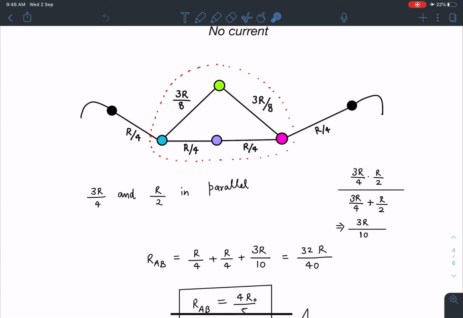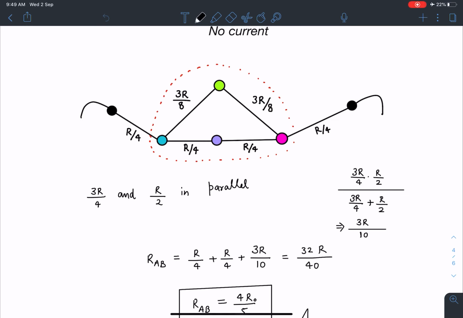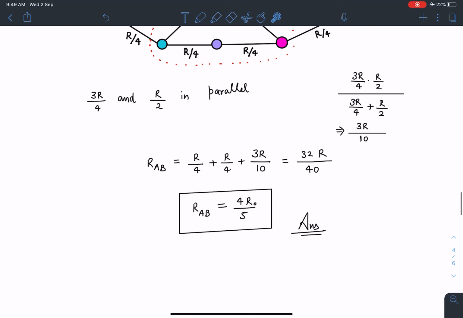You can see the calculation here. Now you'll find R by 4, and this entire unit is 3R by 10. I'll write here this unit. This entire unit, its resistance is 3R by 10. I have calculated this. So now when I add them, R by 4 plus R by 4 plus 3R by 10 in series, I am going to get this answer as 4R0 by 5. This is going to be the final answer for this problem.